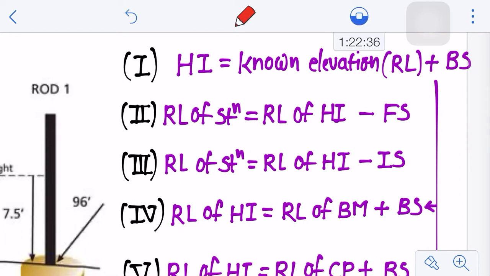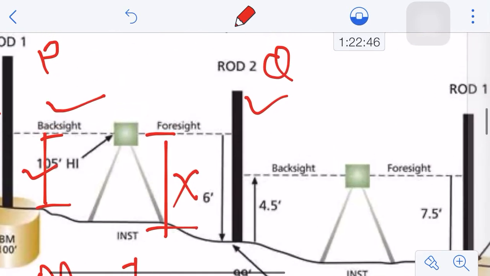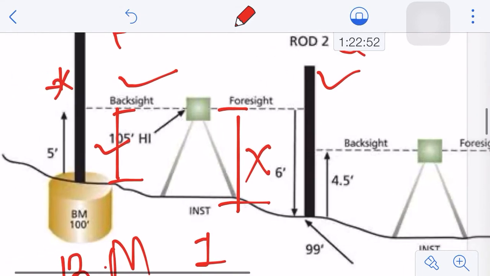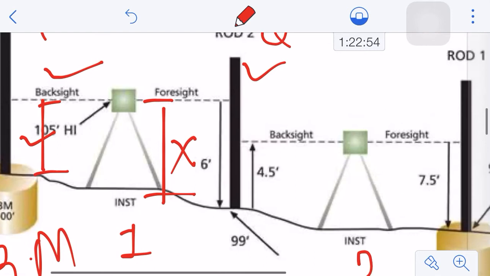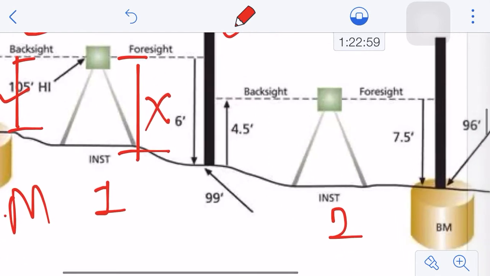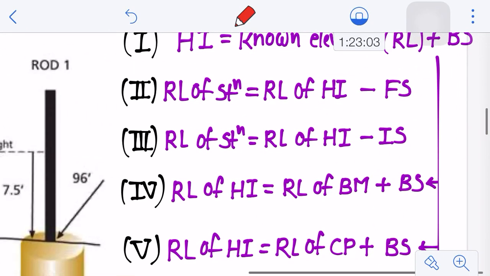The RL of the station is very simple. You have determined the RL of HI in your step 1, and you subtract your foresight reading. Here you observe that this is 6 feet. You already know the RL of HI, it is 105, and now you subtract 6 from 105, so the RL of this particular point Q would be 99, as you can see here in this figure. It is very simple and easy to understand.